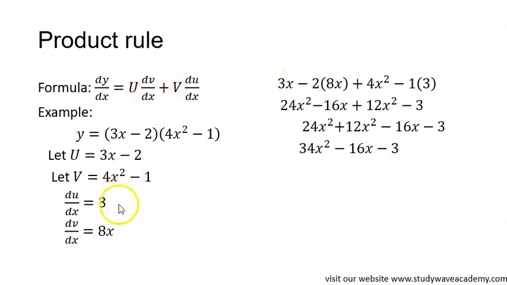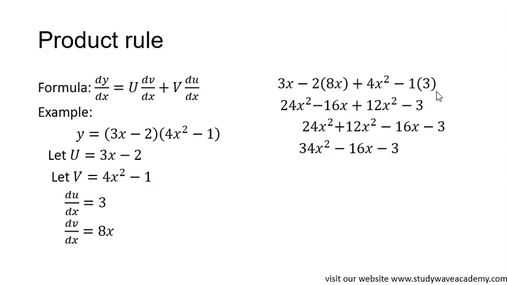Dv over dx is 8, so we open bracket 8x close bracket, plus the next v here is equal to 4x raised to the power 2 minus 1. Then du over dx is 3. You write down bracket open 3 bracket close. What do you do next?